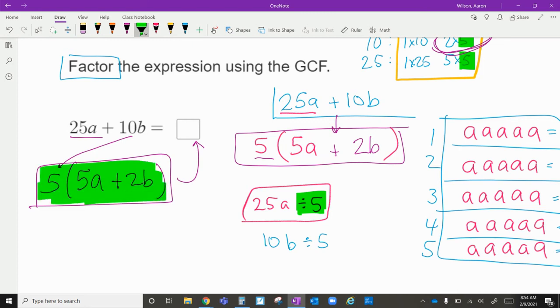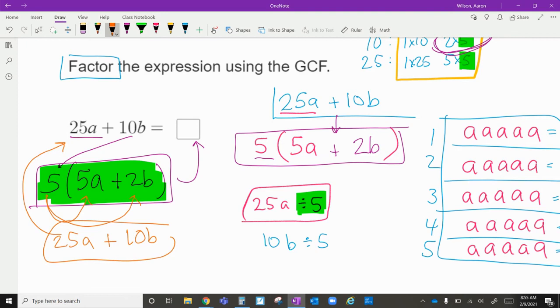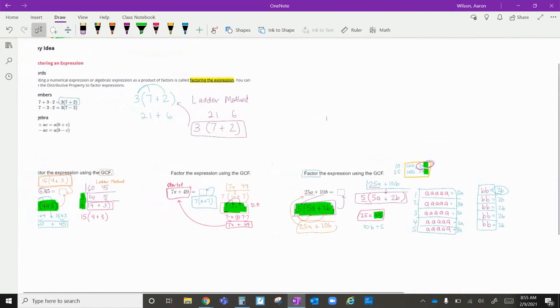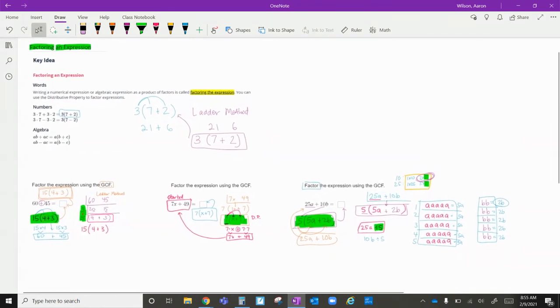And you can always double check it. What do I mean by double check it? I mean do the distributive property. What is 5 times 5A? Well, it's 25A. What is 5 times 2B? Well, that's 10B. And bring our addition sign down. And look, I ended up right where we started. All right, that was factoring an expression.